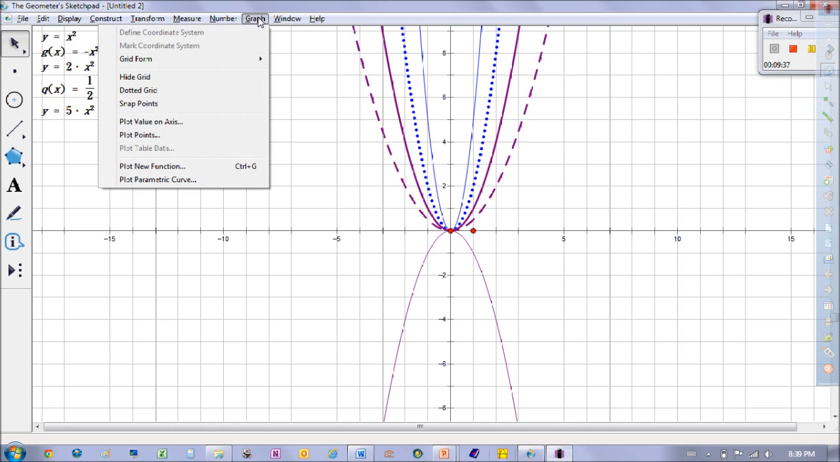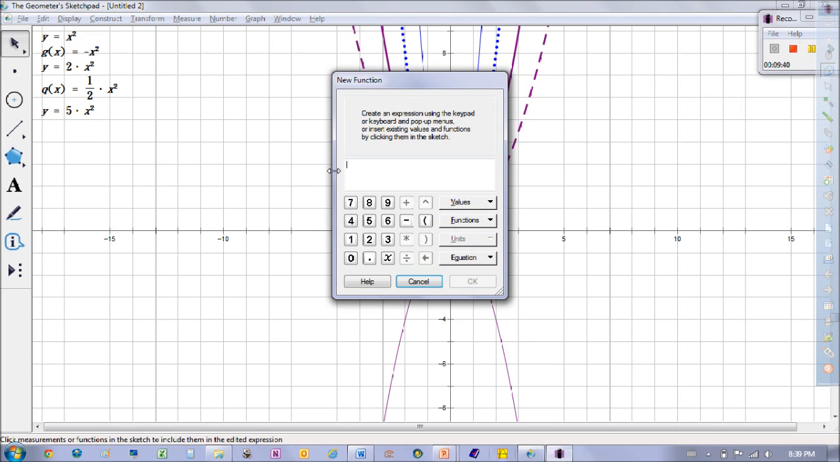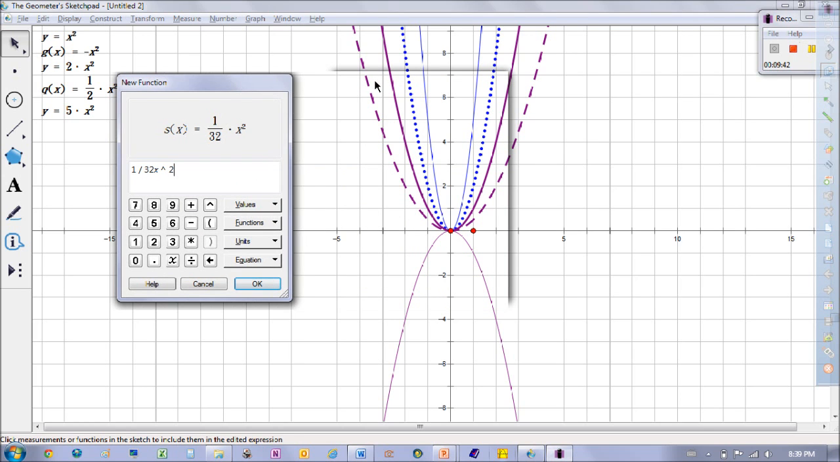Let's see for when the a value is between 0 and 1. Let's do 1 over 32x squared. Now what do you think? If 1 over 32, we know it's less than 1 over 2, will this function be more compressed or less compressed than 1 over 2x squared? Will it be closer to our baseline, y equals x squared, or will it be further from our baseline? Well, let's take a look and see.